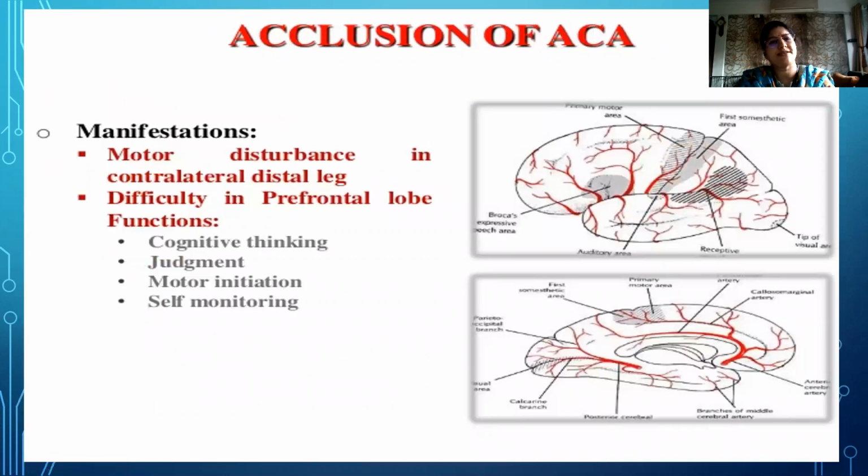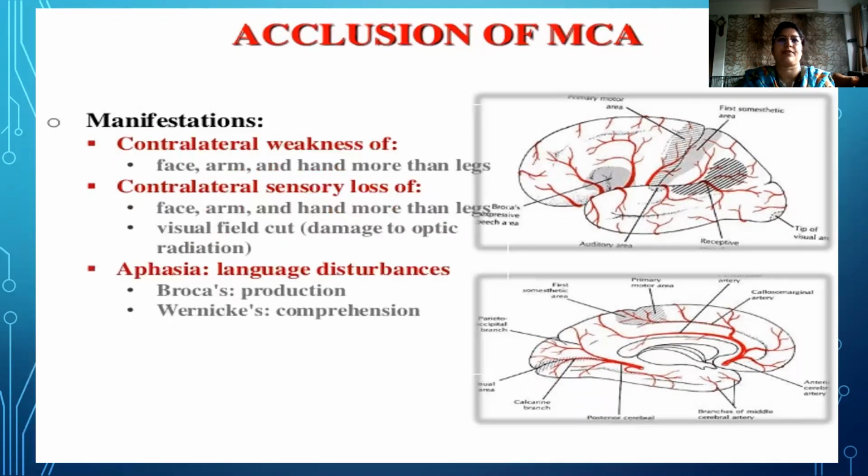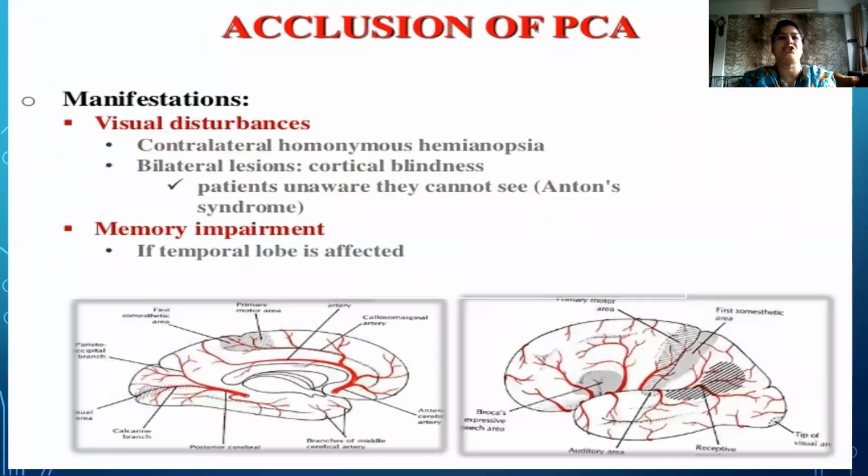So occlusion of the anterior cerebral artery will manifest what? So we learn this. Basically, as it is the anterior part, it involves motor functions, and the prefrontal lobe has the functions of cognitive thinking, judgment, motor initiation, and self-monitoring. Occlusion of the middle cerebral artery manifests as contralateral weakness of face, arm, and hand, and contralateral sensory loss of the same. Aphasia, a larger distribution, Broca's production, and Wernicke's comprehension.